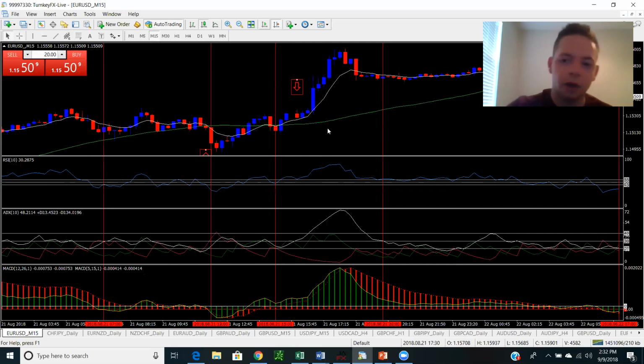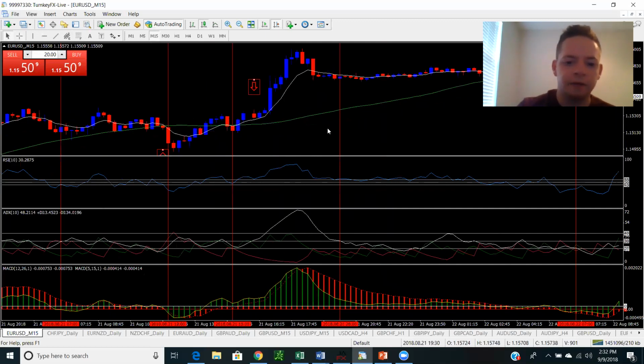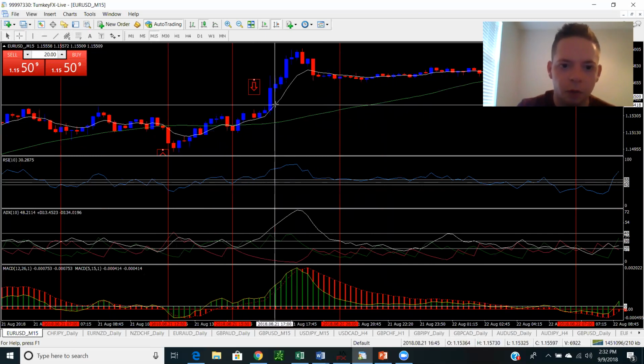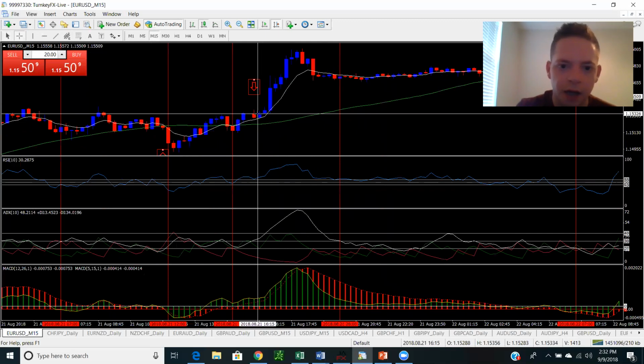And I will do a video with a live trade. I'll do a couple of live trades whenever I get around to it. But you can see this confirmed here. Price was hugging the white line, so you could have gotten on any of these candles.